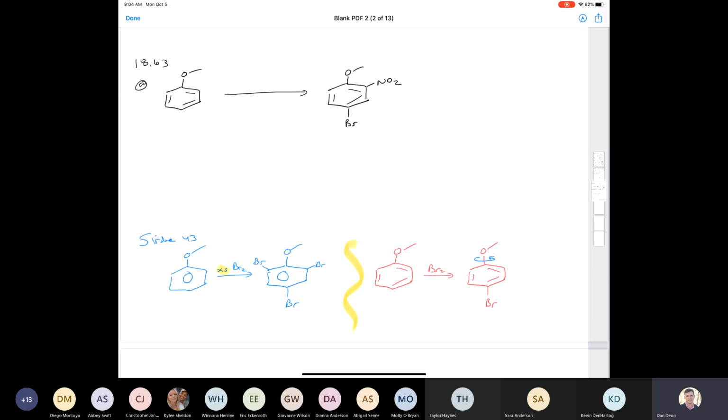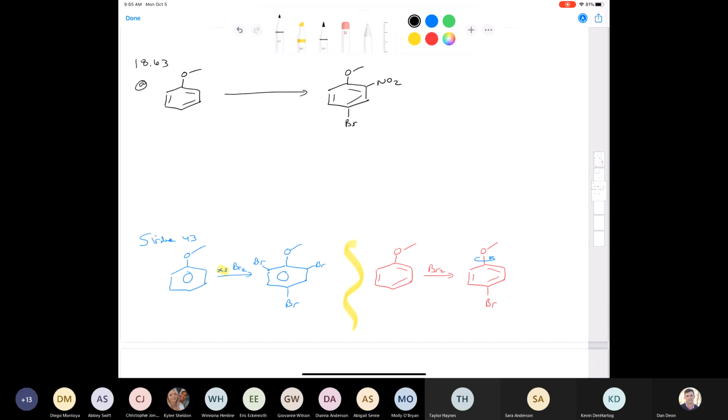Would you do the nitration or would you do the bromination? Sorry, my chat's kind of frozen here. Okay, there you go. My students are saying bromination. I would buy that, yes.